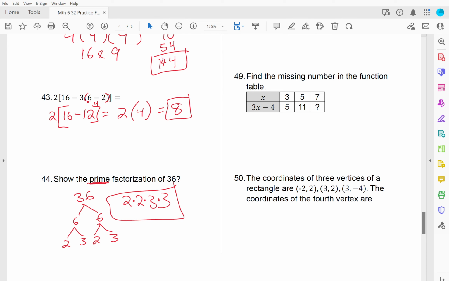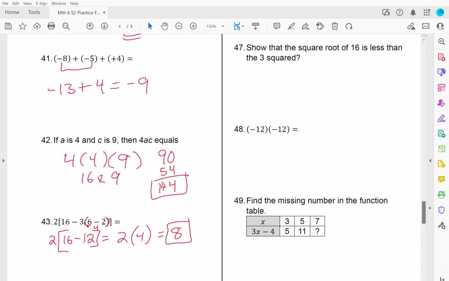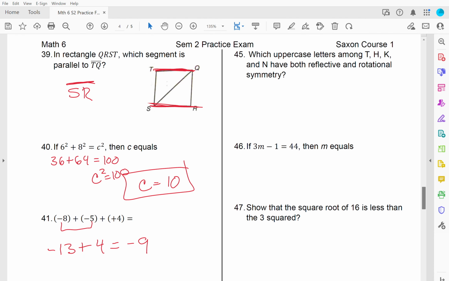Okay, moving up to 45. Here it is. Number 45. Alright, which uppercase letter among these has both reflexive and rotational symmetry? Remember that reflexive is like a mirror. T has reflexive. Because if I draw a line right down the middle, it looks the same on both sides. That's reflexive, like it's looking in a mirror. Okay. H does have reflexive. K, so here we go, T, H, K, N.